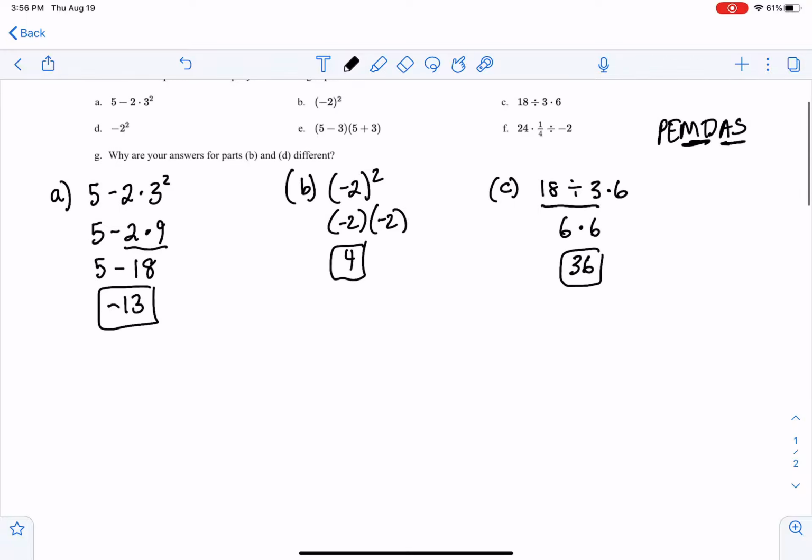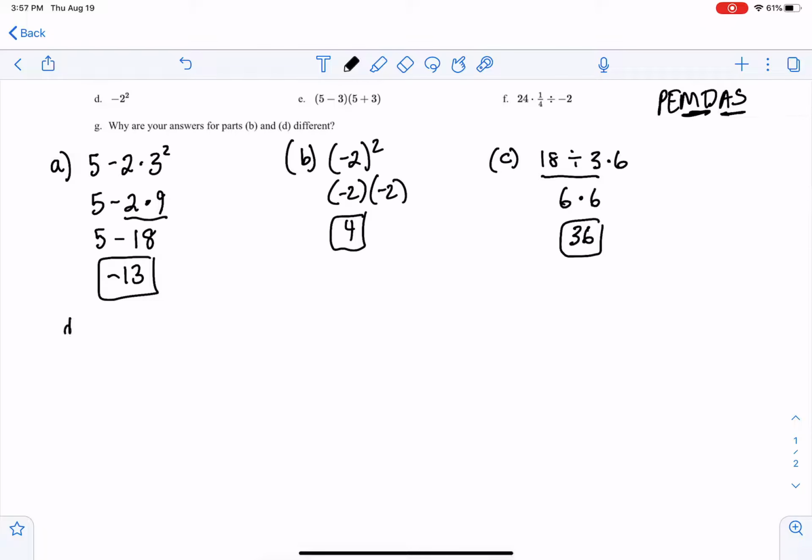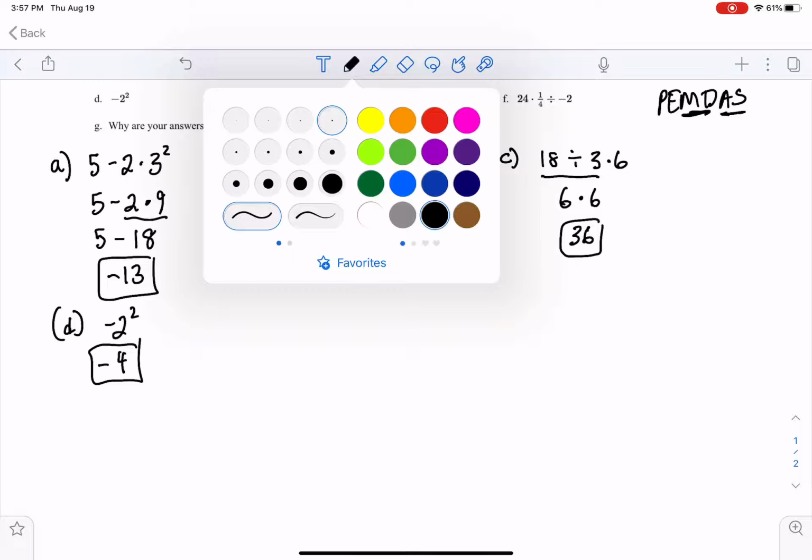Okay, let's go to D. For D, we have negative 2 squared. Now, in this case, the base of the exponent is 2, not negative 2, because there are no parentheses around that negative 2. So this is negative 2 to the second, which is negative 4. That's simplified. This is a different problem than if we had this, and I'm going to write it next to it just to show you the difference.